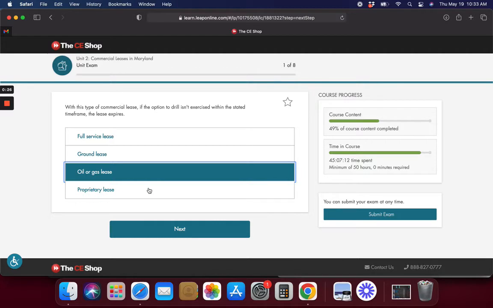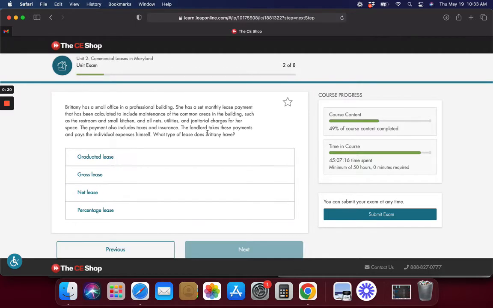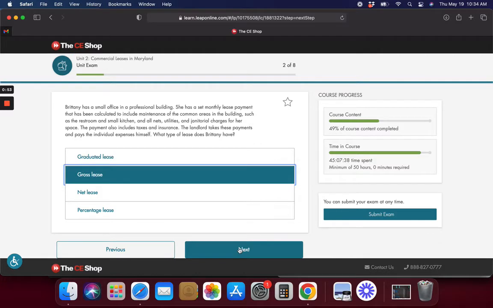I'm going to take a wild guess and say oil or gas lease since they're talking about drilling. Brittany has a small office in a professional building. She has a set monthly lease payment that has been calculated to include maintenance of common areas. What type of lease does she have? The lease payment has everything included, the utilities, janitorial. So I'm thinking she has a gross lease.